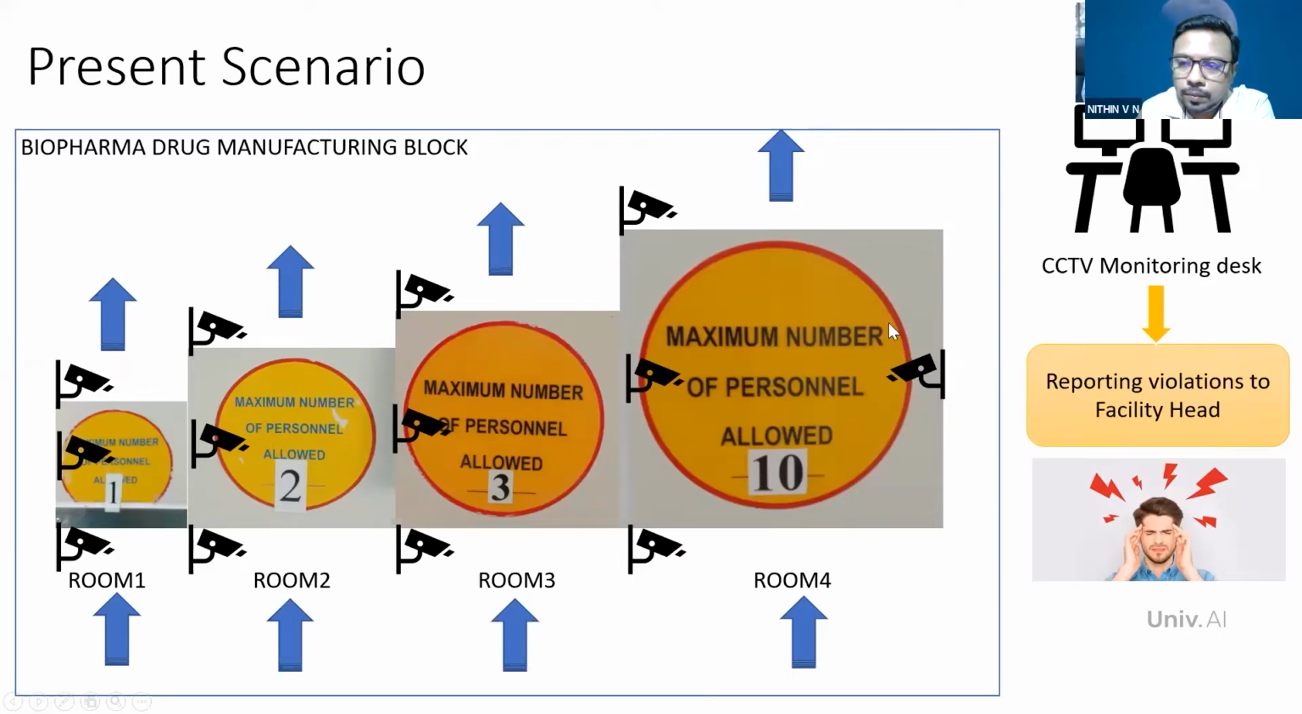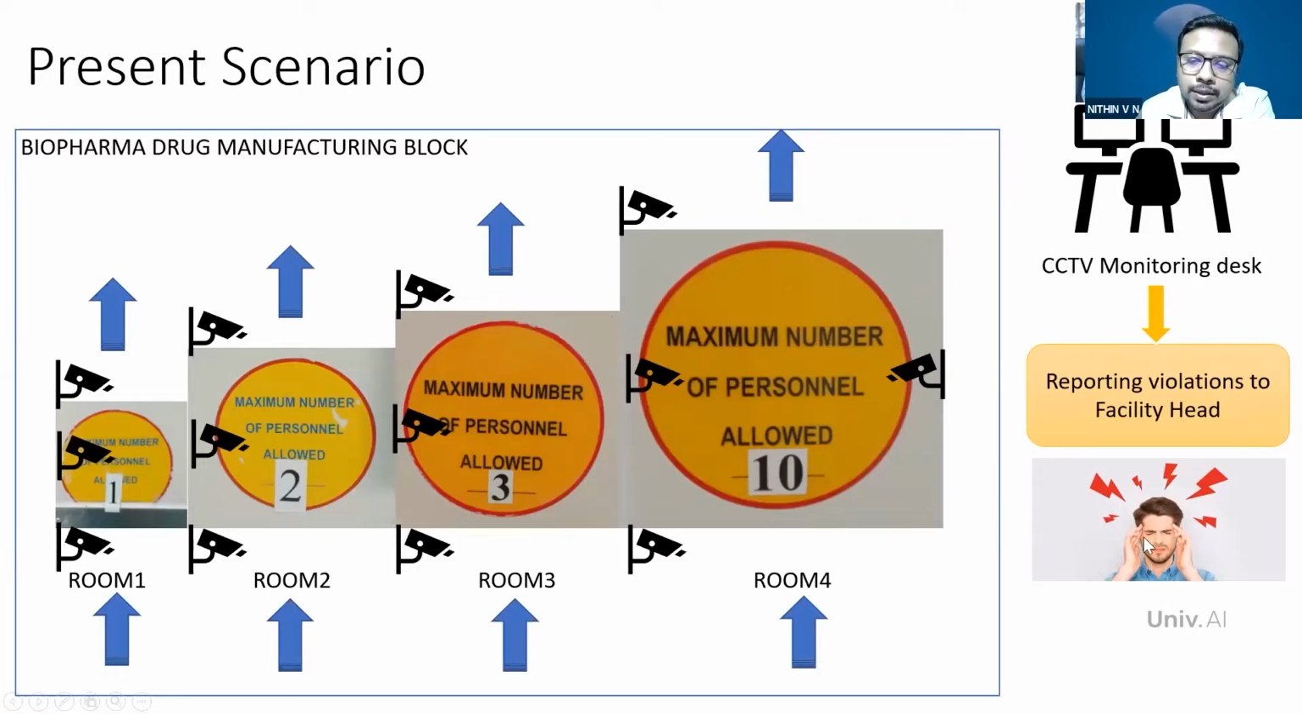So how do we monitor the CCTV footage right now? We have a CCTV monitoring desk, and a person is dedicated to monitoring the CCTV, like a security kind of thing, monitoring the violations and then reporting them to the facility head. Now the facility head is actually helpless even if a violation is reported. So how do you control it?